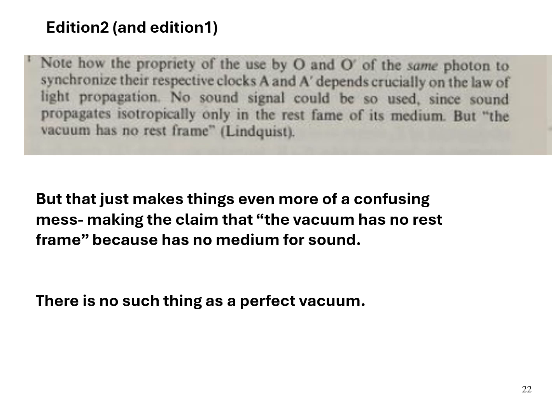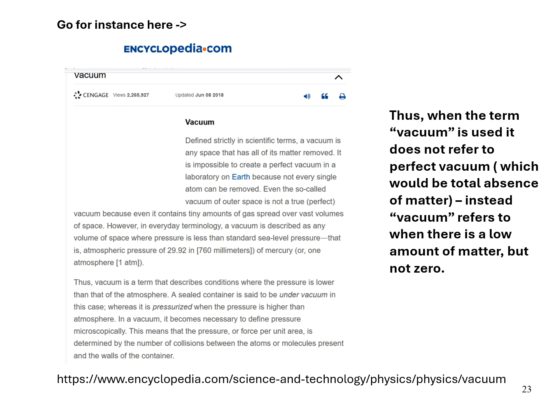It's just a mess to make the claim that the vacuum has no rest frame because it has no medium for sound. That's just a mess. There's no such thing as a perfect vacuum. So go for instance this from an encyclopedia about vacuum. It explains to you there isn't a perfect vacuum. Thus when the term vacuum is used, it does not refer to a perfect vacuum, which would be a total absence of matter. Instead, vacuum refers to when there's a low amount of matter, but not zero. So what's it talking about? Vacuum.